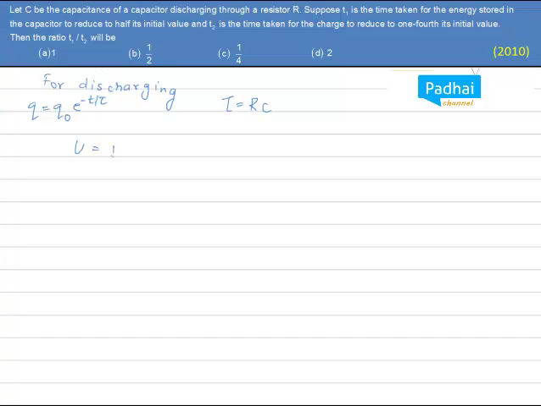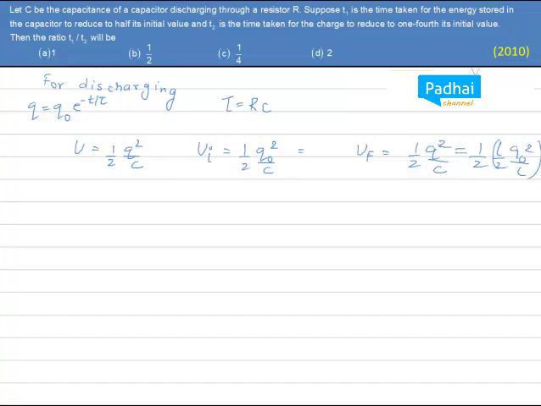Now energy is given by half Q square by C. So the initial value, U initial, was half Q naught square by C. And now U final is half of its initial value. That means half Q square by C is half of the initial value, half of half Q naught square by C.